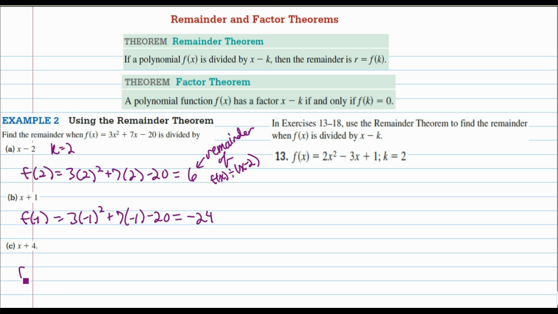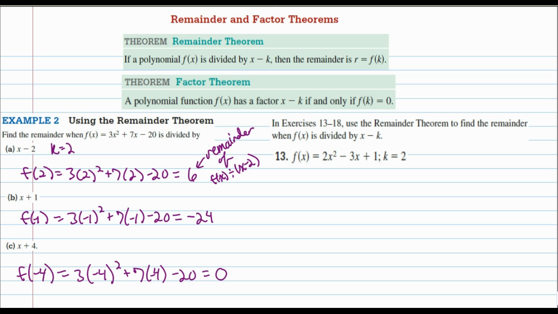Part C, you guessed it, plug in negative 4. The k value here is negative 4. This is x minus negative 4, which results in the positive 4. So we have 3 times negative 4 squared plus 7 times negative 4 minus 20 equals, oh, that's going to be hard to do in my head. Now, luckily for me, I have my calculator sitting right here, plug that in, and I actually get a remainder of 0, which means that this function divides by x plus 4 evenly.